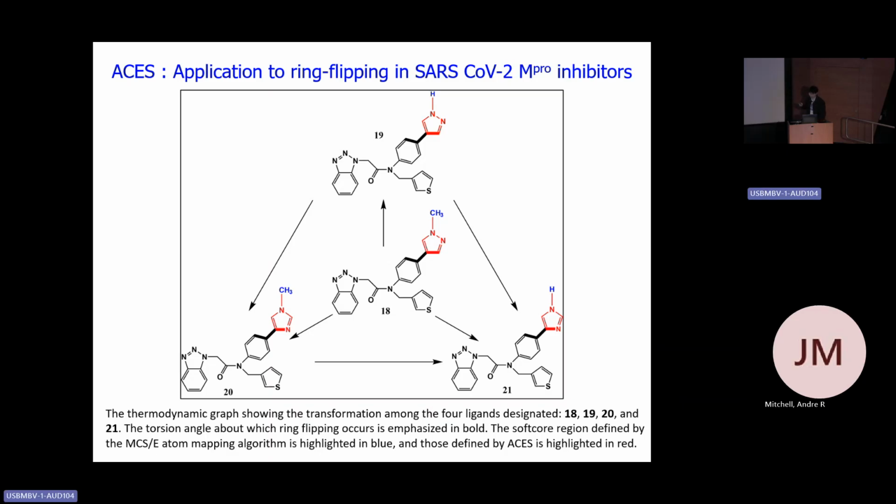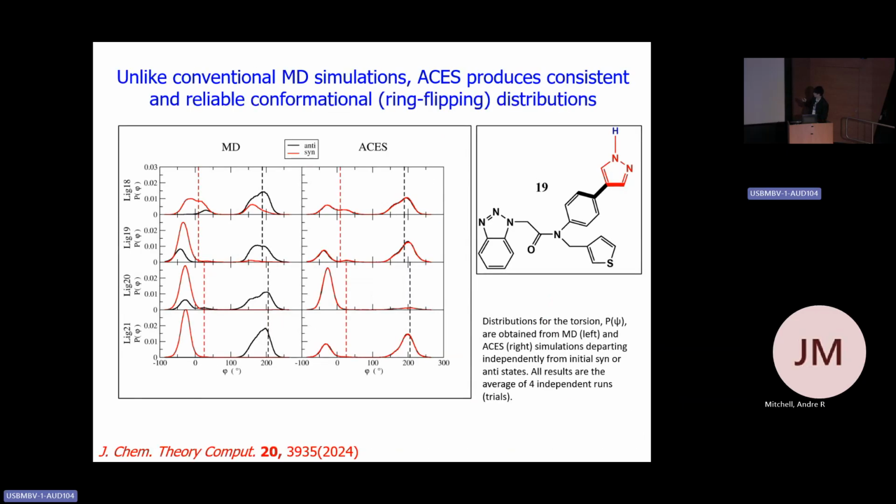And here I'm going to show some results. We just focus on this single rotatable bond. As we know, the conventional or plain MD simulations depend heavily on your initial configurations, and this holds true for all 4 ligands. In this first column, we show the torsion distribution using the plain MD simulations.